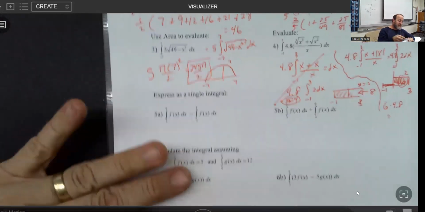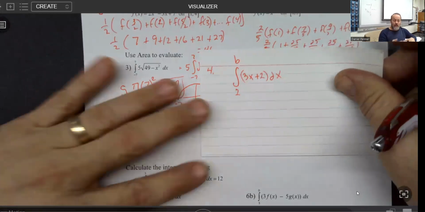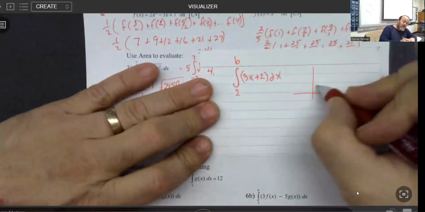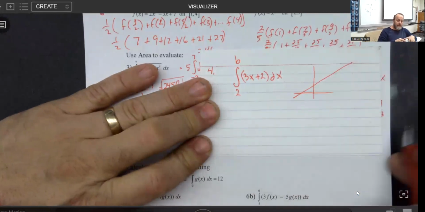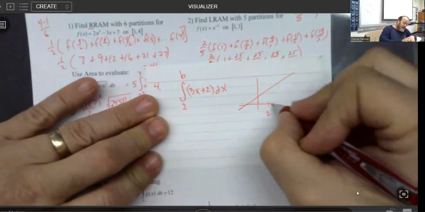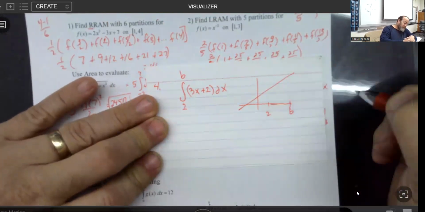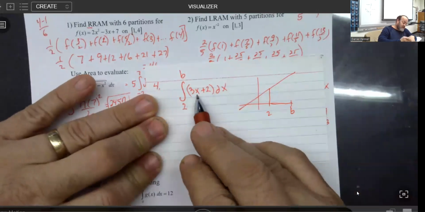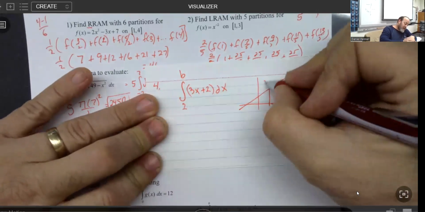Now, I did put in a substitute question that I think is more in line with what I might do on the test. And that's the idea is that if you had this simple little line like 3x plus 2, and we're trying to find out from 2, let's say, to b. Well, that's not a big deal. At 2, 3 times 2 is 6 plus 2 is 8. So this is the coordinate 2, 8.